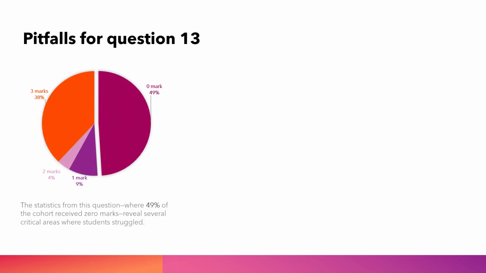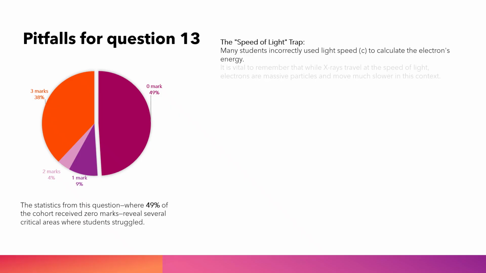The statistics from this question, where 49% of the cohort received 0 marks, reveal several critical areas where students struggled. The speed of light trap. Many students incorrectly used light speed, c, to calculate the electron's energy. It is vital to remember that while X-rays travel at the speed of light, electrons are massive particles and move much slower in this context.